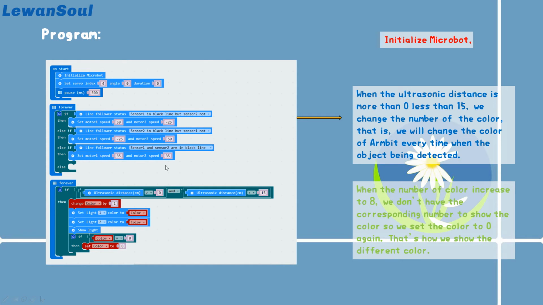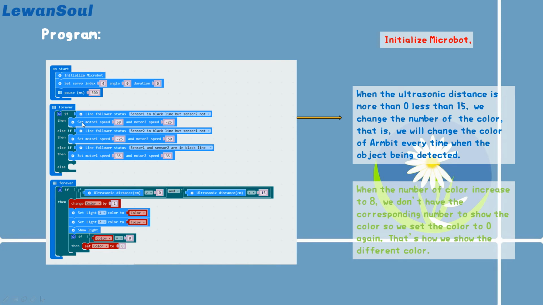And this part is the program for this gameplay. You need to remember from the very beginning that you need to initialize the microbot, set the servo index 4 to a certain angle and duration, and then we will jump into a forever command. We need to judge if the line follower status sensor behaves like sensor 1 in the black line while sensor 2 is not in the black line. Then set the motor 1 speed to 50 and the motor 2 speed to -25.